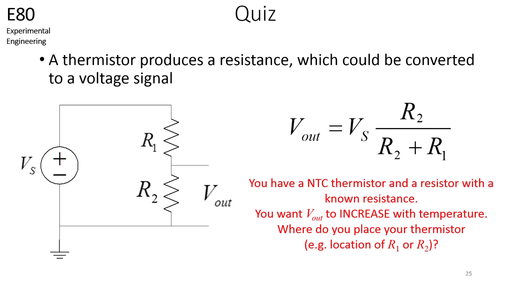So, now's a good time for a quick quiz. If you have an NTC thermistor and you want V sub out to increase with temperature, where should you place your thermistor? Should you place your thermistor in the location labeled R sub 1 or in the location labeled R sub 2? Again, the goal is for V sub out to increase with temperature. Please pause the video, give this problem some thought, pick a location, and unpause the video to see the correct answer.